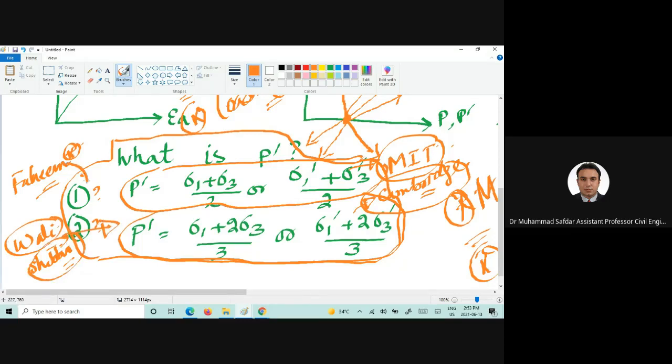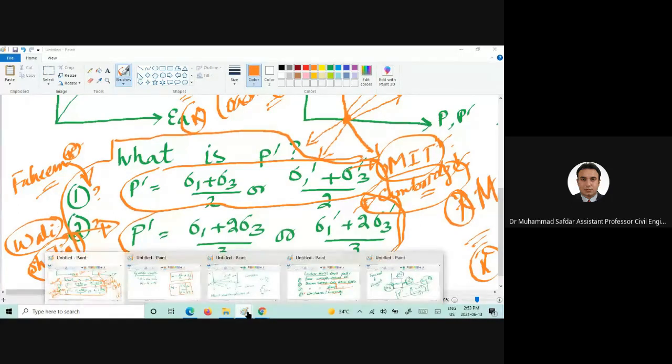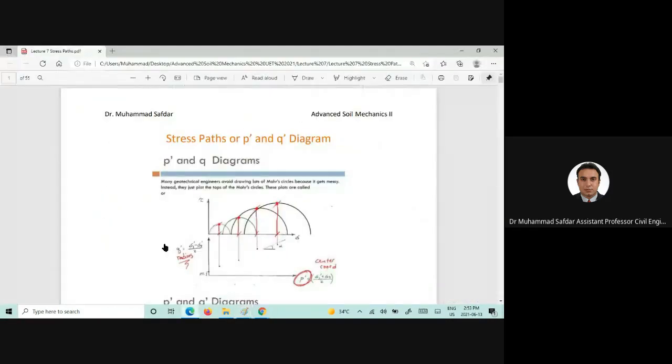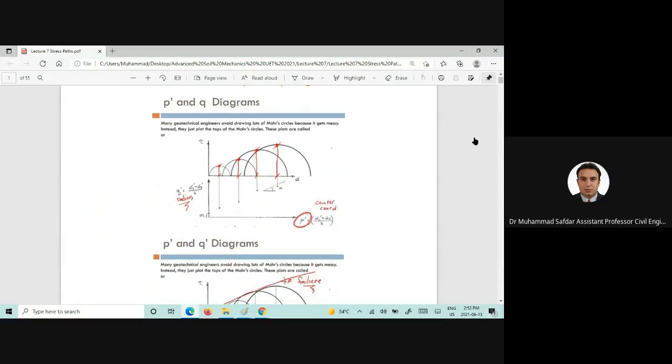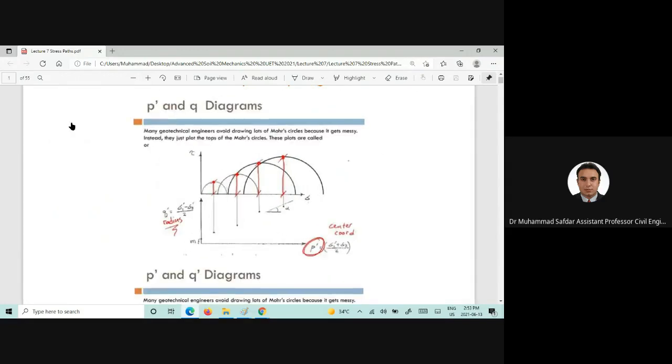But I would say that this is also a correct definition of P prime, but it depends which definition you are going to use, the MIT definition or the Cambridge definition, because we are going to study that in today's class. Okay, so let's start our lecture now, because that's an excellent basis to start today's lecture.